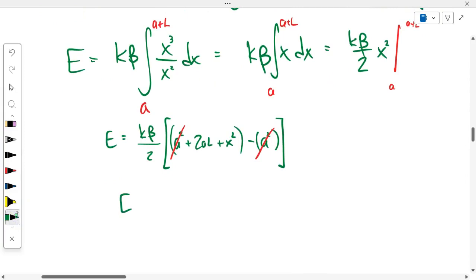It's not elegant. It is, but I bet it is elegant in some way. K beta over 2 times 2aL plus L squared.